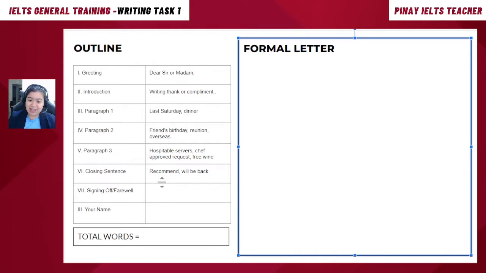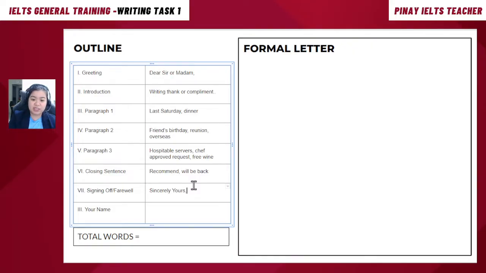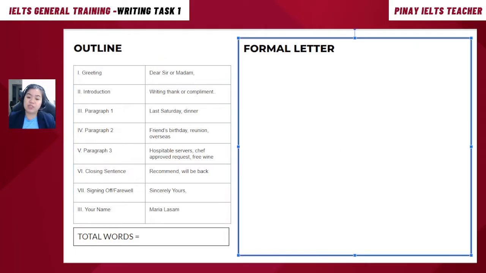All right? Sign off or farewell, it's always very formal. So, I will just say sincerely yours. And then my name. My name for a formal letter is always the full name, first and last name. All right. Now that we have that, let's look at our outline. It gives us an overview now of the full direction of our letter.